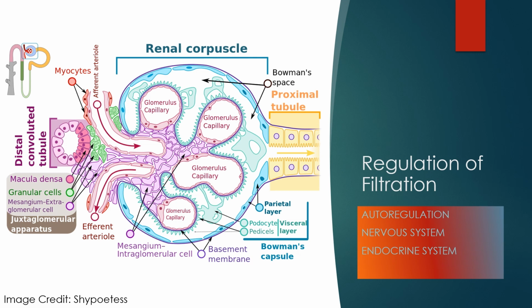Another way we regulate this filtration is through hormones, the endocrine system. So we got lots and lots of hormones that work on here right here. Alright, and so vasopressin selectively constricts the efferent arteriole. So what's happening? Blood flows in through the afferent, but it also flows out through the efferent, right?